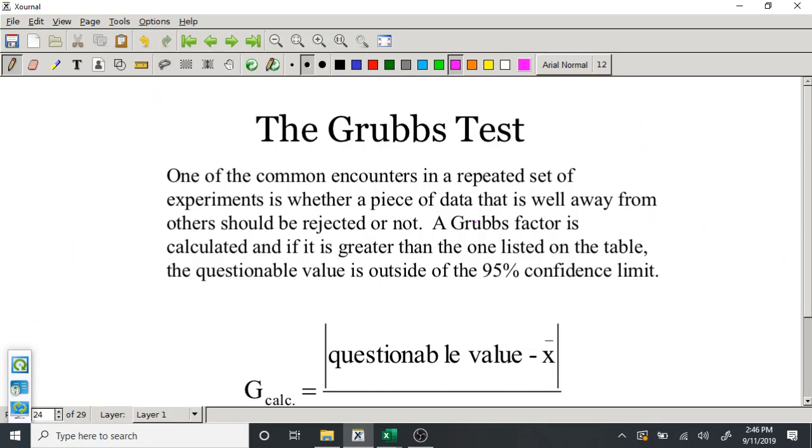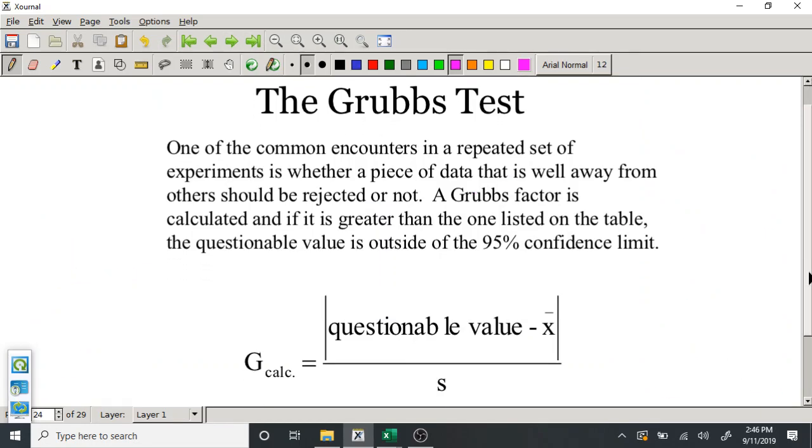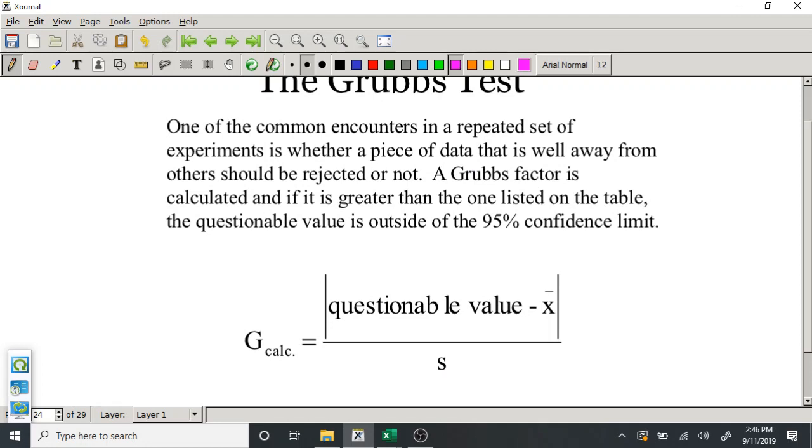All right, now here's another thing. It's kind of strange. There's a second test that you can do called the Grubbs test. Again, you can say, all right, I've got a questionable value. I can take the absolute value of the difference between that and the mean and divide that by the standard deviation.